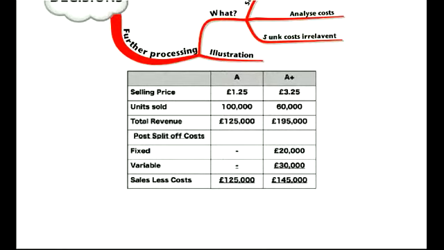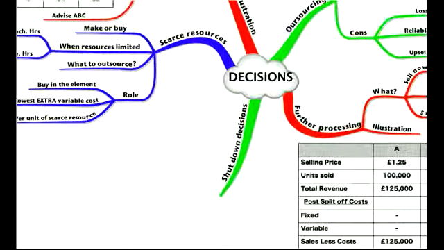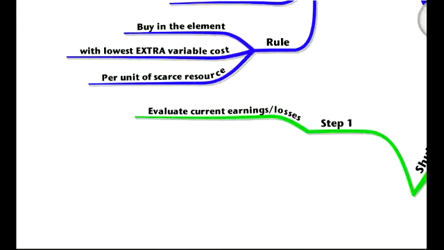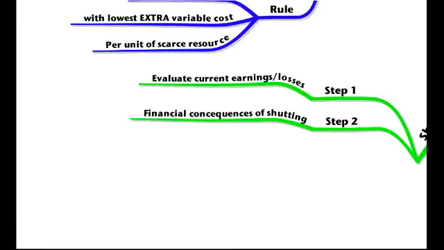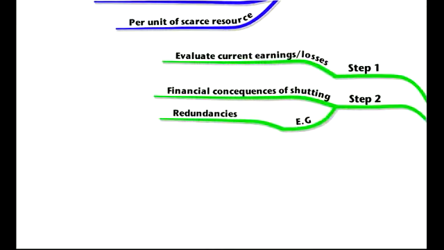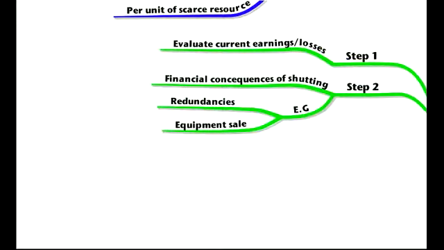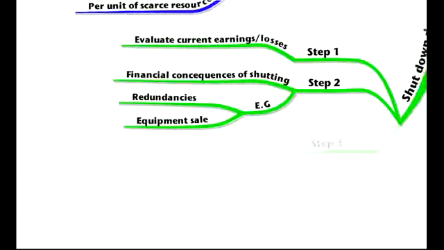When it comes to shutdown decisions, the first step in a shutdown decision is to evaluate the current earnings or losses. If you're still making profits, then why shut it down? Number two, look at the financial consequences of shutting. There might be redundancies which are going to cost you a lot of money, but also there'd be equipment sale. So you can maybe sell some bits of equipment or fixtures and fittings. Can you recoup some money from those? So look at the financial consequences of shutting.